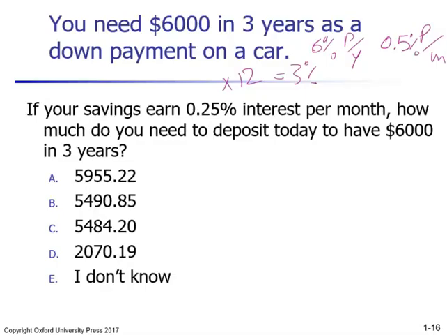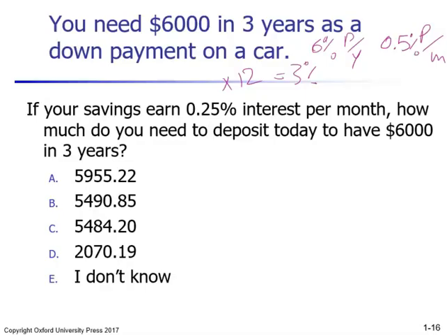Okay, if your savings earn 0.25% interest per month, how much do you need to deposit today to have $6,000 in 3 years? That's the reason I said that it's an interesting challenge, because it has some sort of financial planning. You need $6,000 in 3 years as a down payment for the car you want to buy.